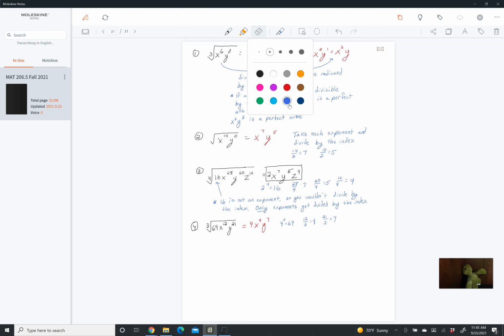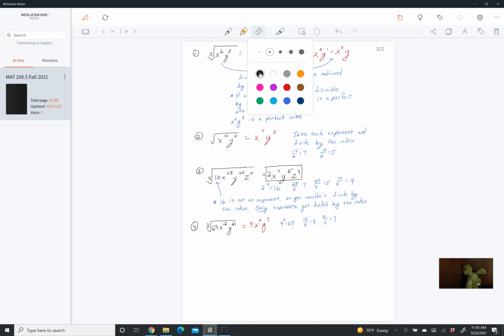Okay. We're going to make this a little bit more complex now. What if it's not a perfect nth root? Okay, in all of these cases, 1 through 4, our answer didn't have any radical in it at all. But that's actually rarely the case. So let's see what happens when it's not the case.